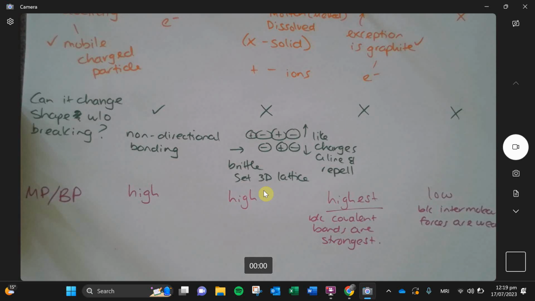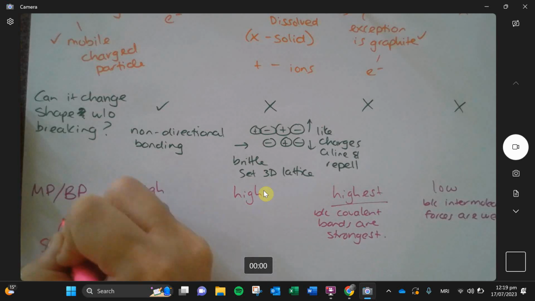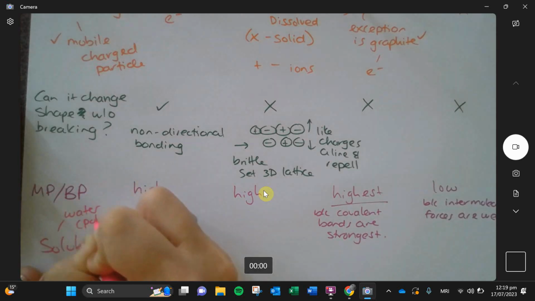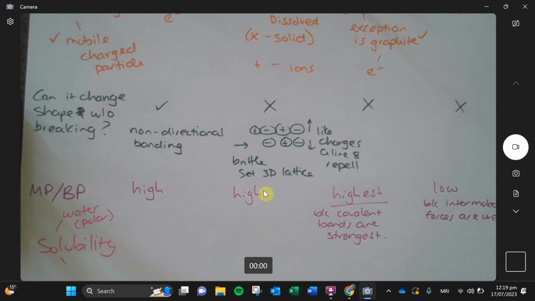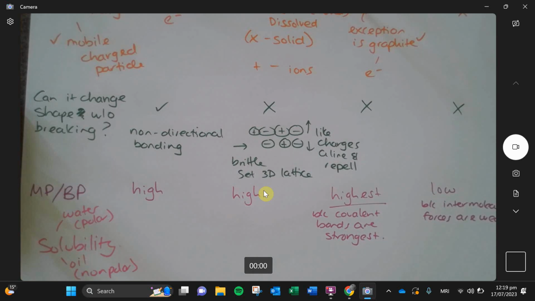All right, the last one that they then talk about is solubility, and I'm going to kind of leave this for a while. With solubility, they ask you, like, is it going to be soluble in water, which is an example of something that's polar? Or they might ask you if it's soluble in something that's non-polar, like oil. And we know that water and oil don't mix, so they're two different types of solvents. We'll talk about this more once we get into Lewis structures, shapes, and polarity.